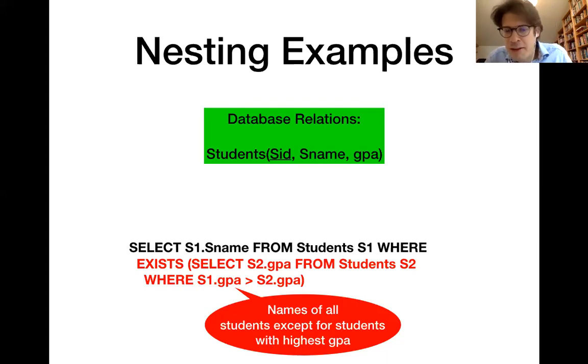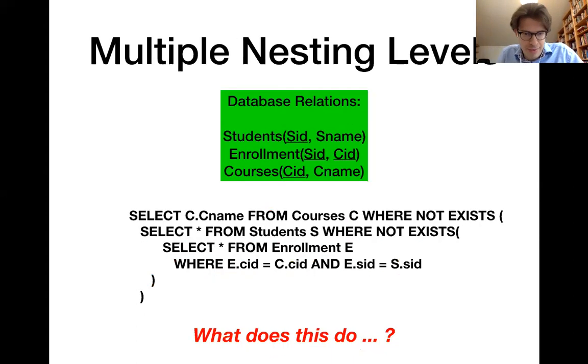So what this is basically doing is that this time we're selecting the names of all the students except for the students with the highest GPA, because for each student we test whether there's another student with a higher GPA, right? So those are a couple of simple correlated subqueries that you see here. Now, take a look at this one. What I'm exploiting here is the fact that your subqueries can also have subqueries. So you can have multiple levels of nesting.